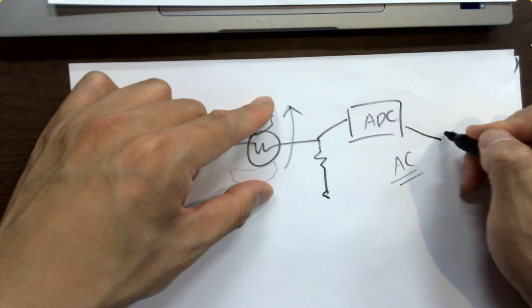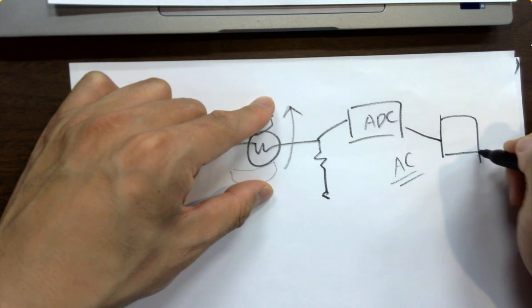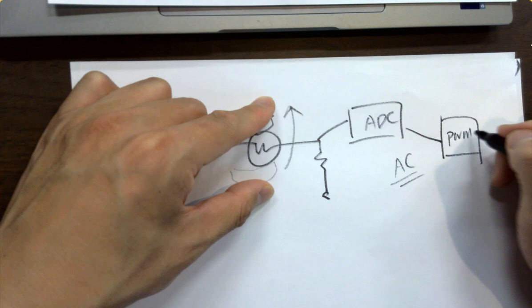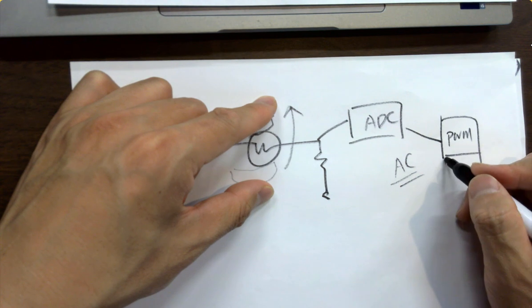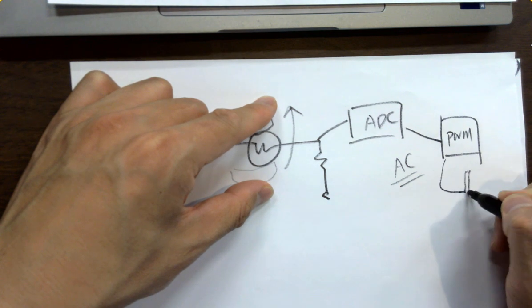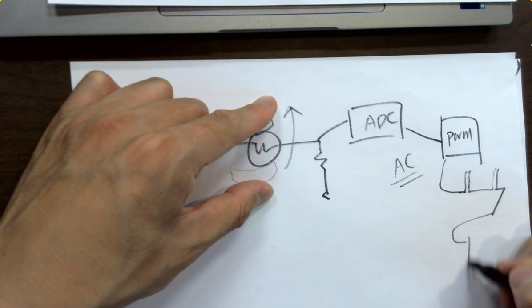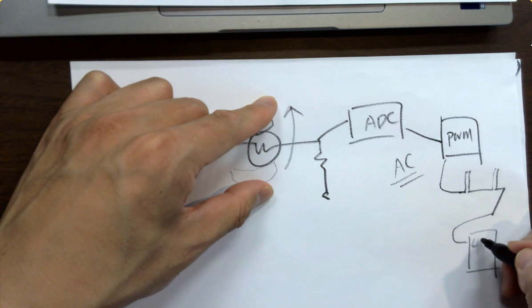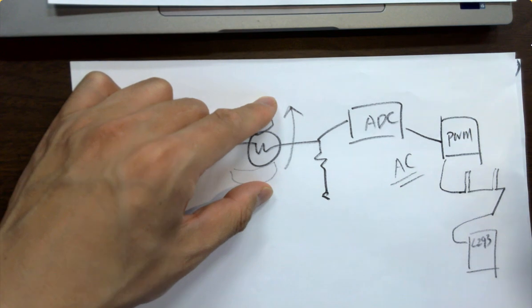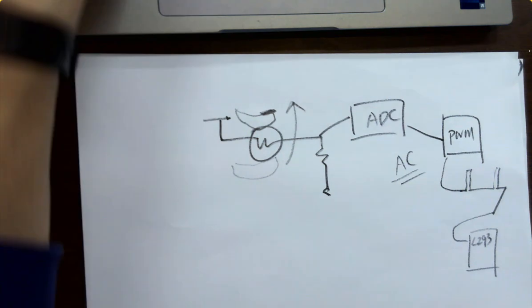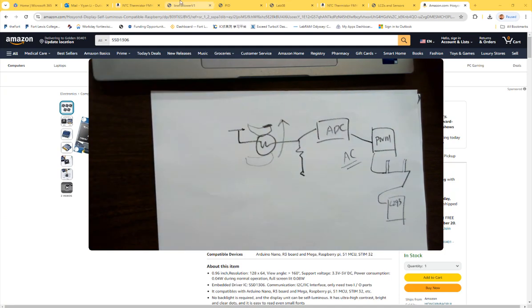So how do you make a fan work? This will go to the PWM module and output PWMs to control a motor. So this will get into a motor driver chip. Its name is L293. It's a good experience to have. If you want to do that, I'm going to support you.